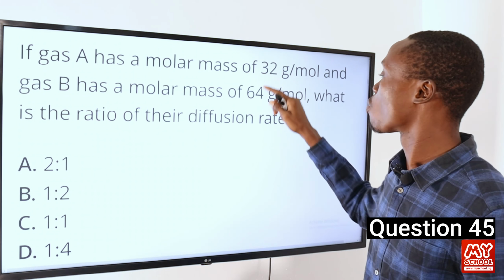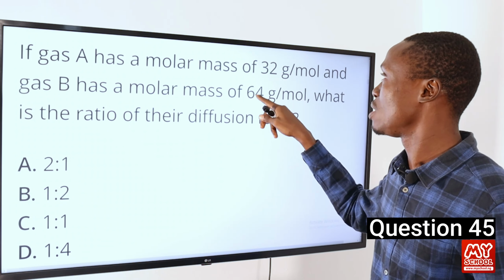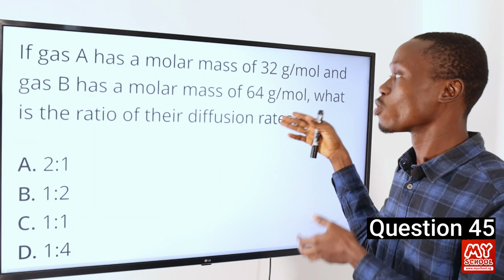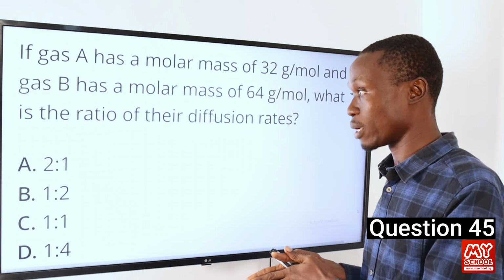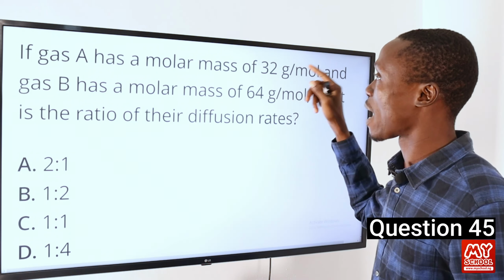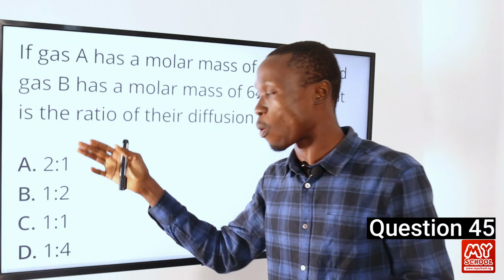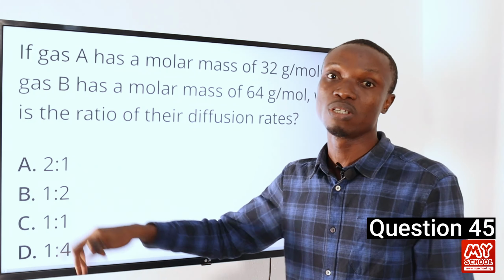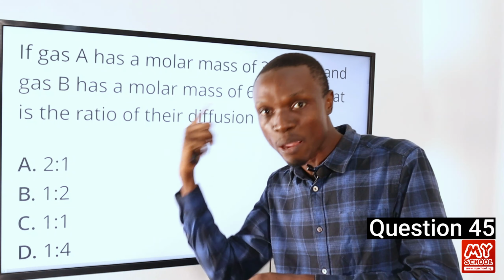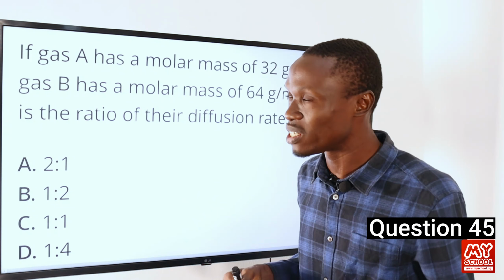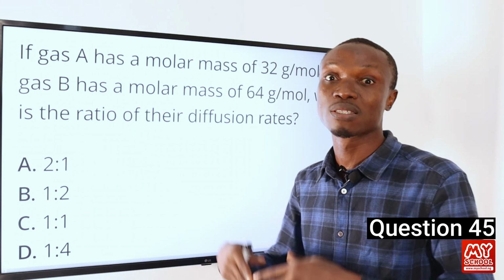But if you look at the molar mass of gas A and that of B, they are not the same. In fact, the molar mass of gas B is twice that of gas A. So if I divide by 32, I'm going to have 1:2. What that means is that gas A will diffuse 2 times as fast as gas B. So going through our options, the most suitable option to this question is option A, 2:1. Gas A is going to diffuse 2 times as fast as gas B, and the reason is because the molar mass of gas B is larger than the molar mass of gas A.